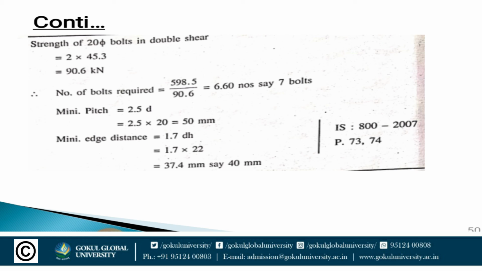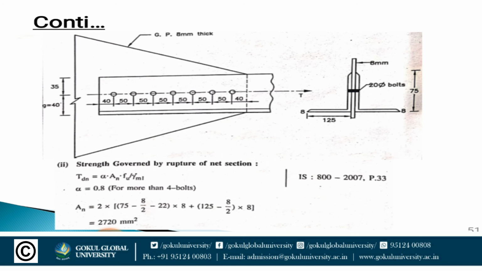Again we go to IS 800:2007, page number 73 and page number 74. We have the equation: minimum pitch is equal to 2.5 times D, minimum edge distance is equal to 1.7 times the hole diameter. Then we design the section. We can see in the figure it is 7 bolts which connect the 2 angles with the gusset plate.